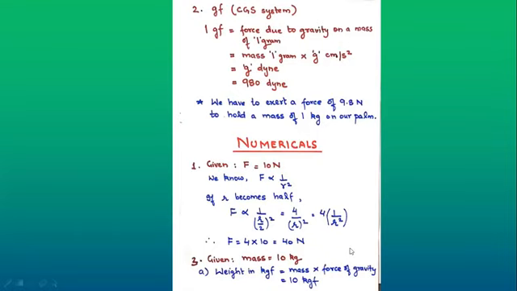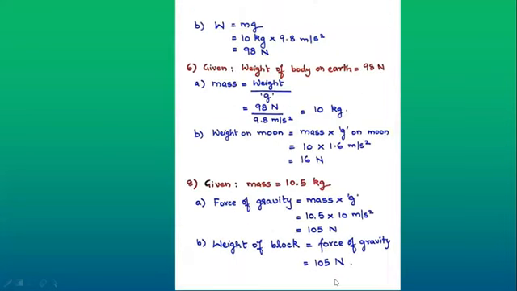Question number 3. Calculate the weight of a body of mass 10 kg in kgf and in Newton. Mass is given 10 kg. What is the weight in kgf? We know that kgf is equal to mass into force of gravity. So it is force due to gravity on a mass of 1 kg. So that is equal to 10 kgf, because force of gravity will be written as F only, and in place of mass you will write 10 kg.